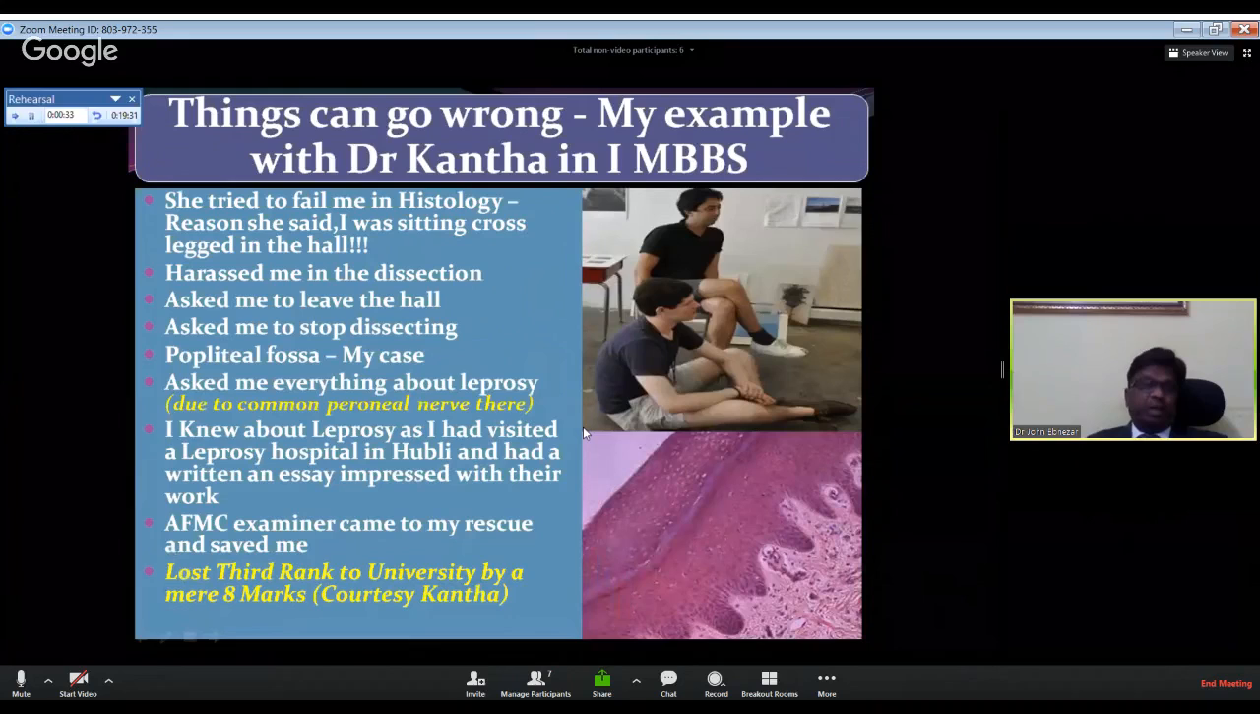She harassed me in the dissection, asked me to leave the hall, asked me to stop dissecting. My case was the pterygopalatine fossa, and I was dissecting it. She said stop. Then, when I answered everything about the fossa, she started asking me about leprosy. I am an anatomy student, not a medical student, but she asked which nerve goes there. I said the great auricular nerve. Then she said, come on, tell me about leprosy, what is leprosy.